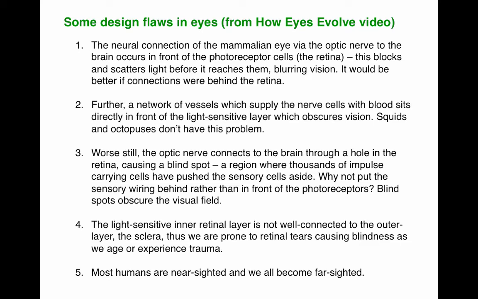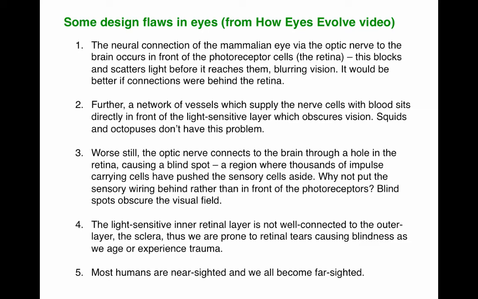Further, a network of vessels which supply the nerve cells with blood sits directly in front of the light-sensitive layer which obscures vision. Squids and octopuses don't have this problem. Worse still, the optic nerve connects to the brain through a hole in the retina, causing a blind spot, a region where thousands of impulse-carrying cells have pushed the sensory cells aside. Why not put the sensory wiring behind rather than in front of the photoreceptors?